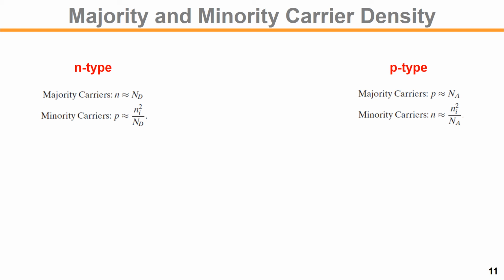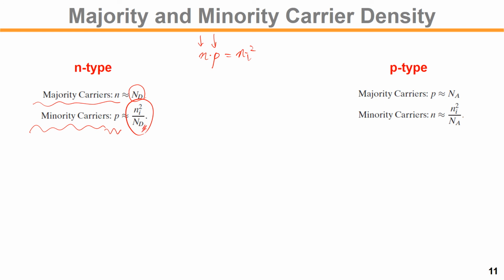Based on n times p equals Ni square, if we know one of the two, electron or hole density, we can find the other carrier density. For example, in n-type semiconductor, if the electron density is known as Nd, then the hole density can be easily found: Ni square over Nd. The majority carrier in n-type is electron, so the electron density is n, which is Nd. The minority carrier in n-type is hole, so hole density is Ni square over Nd.